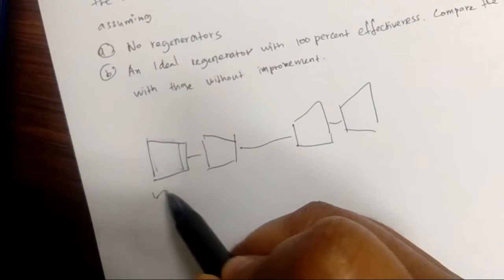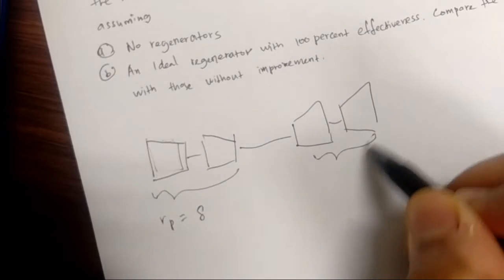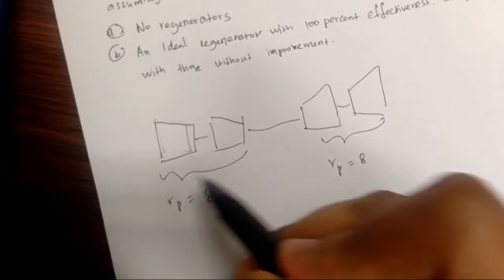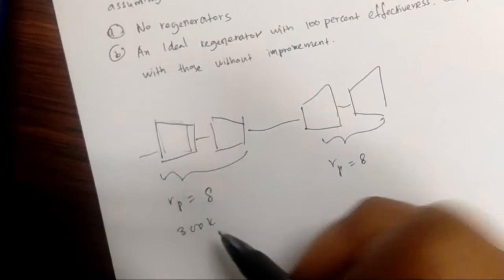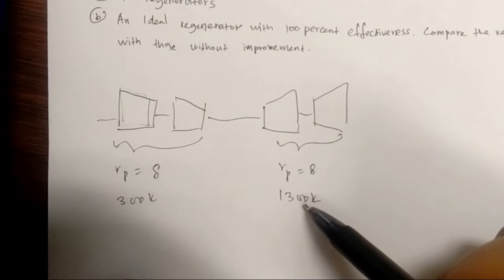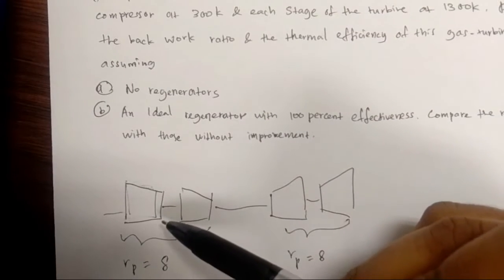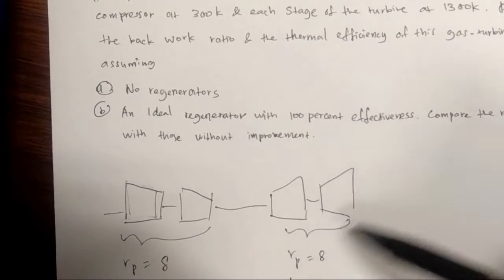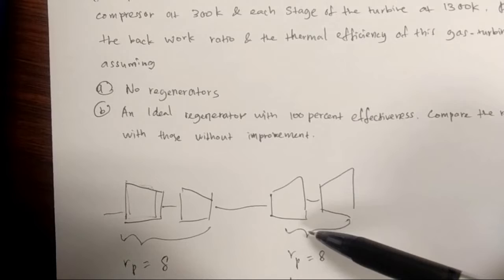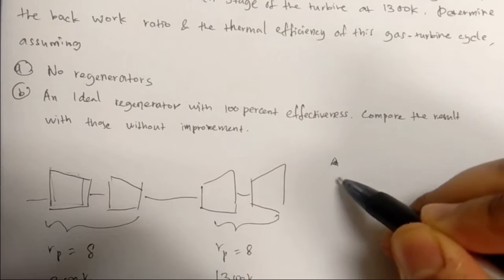So each stage has a pressure ratio of 8, and this one is also 8, and the temperature at the compressor inlet is 300 Kelvin, and at the turbine inlet is 1300 Kelvin. When the question says there are two stages of compressor and two stages of turbine, it is understood that there is an intercooler in between and a reheat process in between. So your TS diagram should be like this.